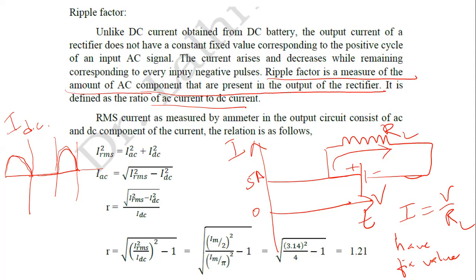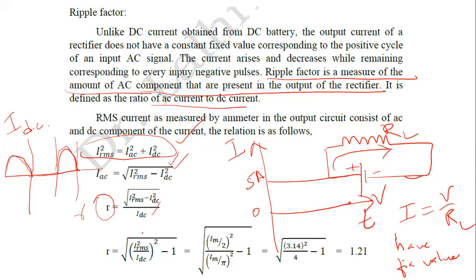So as I said, this output has AC as well as DC. So the RMS current is related to the pure AC and the pure DC like this: I square RMS equals I square AC plus I square DC, the pure AC component and the pure DC component. So the pure AC signal will be written like this if you rearrange it. Then the ripple factor, this is R, small letter r, will be IAC, that is this quantity, upon IDC.